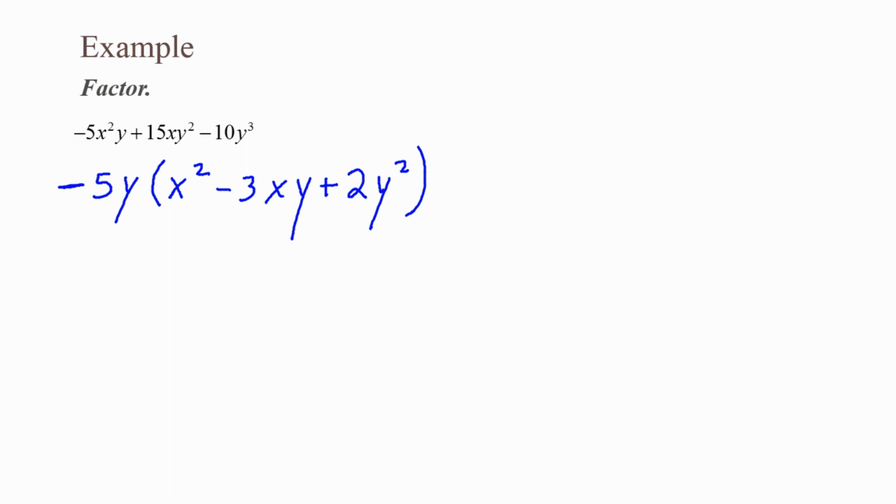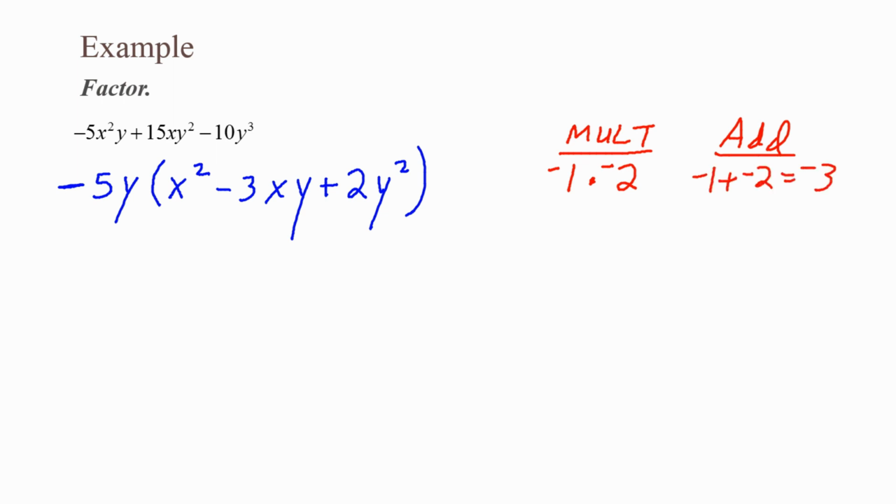I need to double check to make sure this can't be factored any further. My factors for 2 are 1 times 2. To get a negative middle term, it'd have to be negative 1 times negative 2. If I add negative 1 plus negative 2, I get negative 3. So I can factor this again.